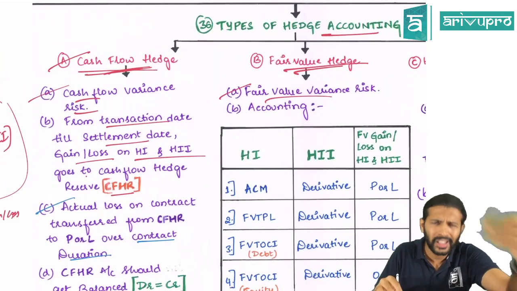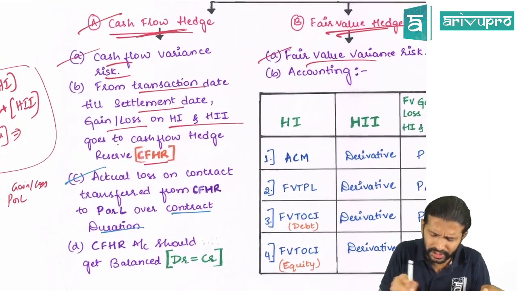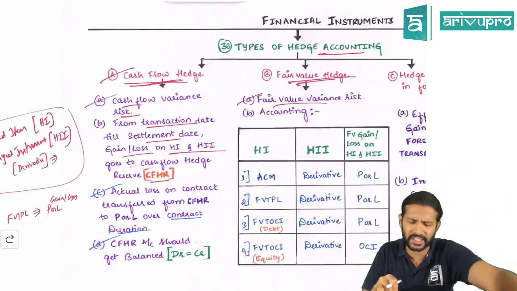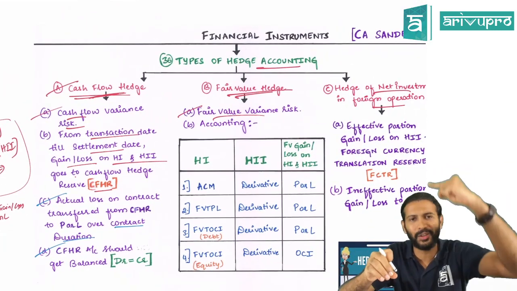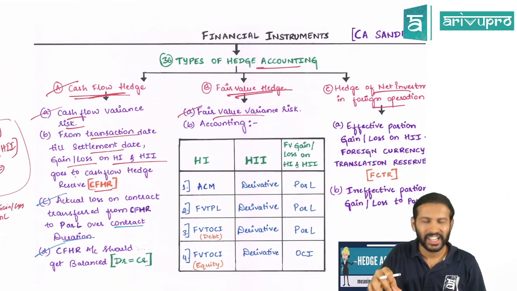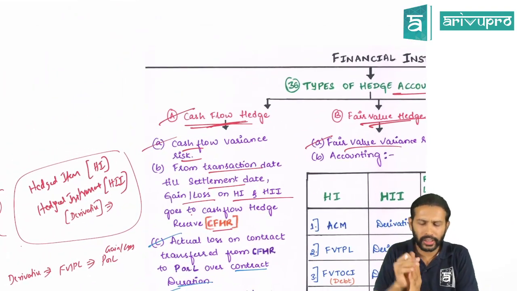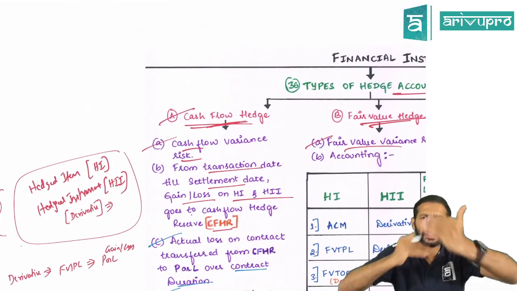Fair enough. Once the contract is over, this cash flow hedge reserve will get balanced. There will not be any balancing figure. That is what we had done, and we had done one problem also. Clear? Okay. So now conceptually, I think you're okay. This is what we need to apply, so let's have a quick recap.